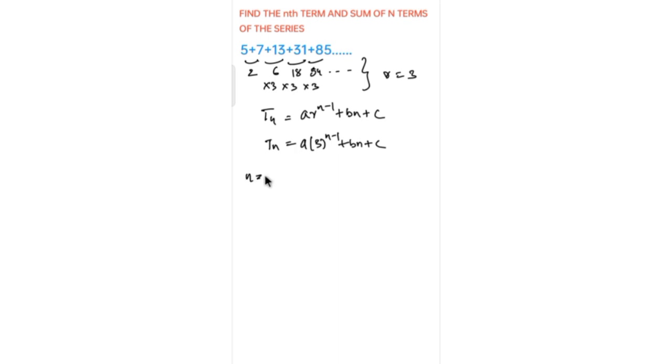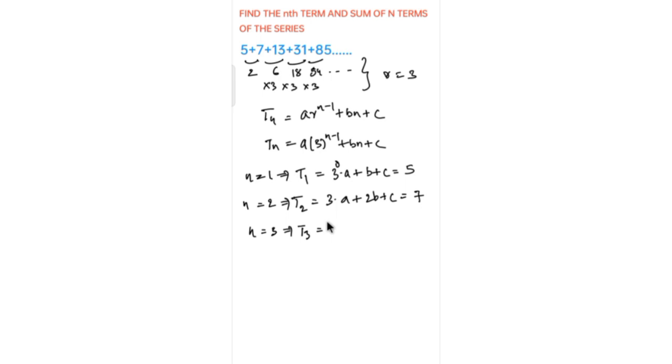So just put n equal to 1 now. When you put n equal to 1, you get T1 to be 3 power 1 minus 1, which is 3 power 0, into A plus B plus C, which is equal to, so what is T1? It's 5. Alright, now put n equal to 2, you get T2 is equal to 3 power 1 into A plus 2B plus C, which is equal to 7. And when you put n equal to 3, you get T3 is equal to 3 power 2, so it's 9A plus 3B plus C, which is equal to 13.